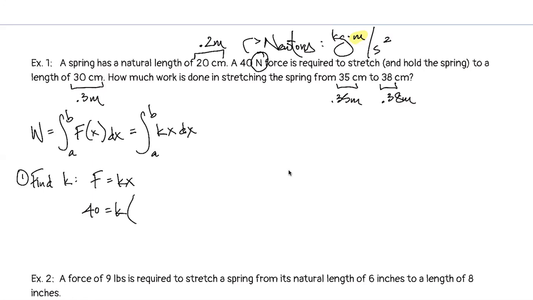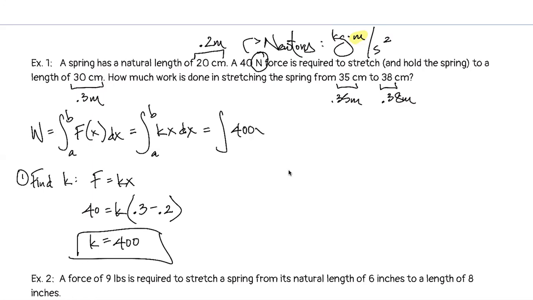So in order to find the 0.1, we could think about it like the ending length minus the starting length, and that's how we get that 0.1. And then to find k, we just divide 40 by 0.1, and we get 400 as our spring constant. Now that we have the spring constant, we can set up our integral. So our integral is really going to be 400x dx.